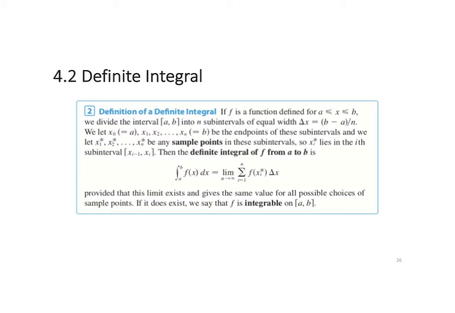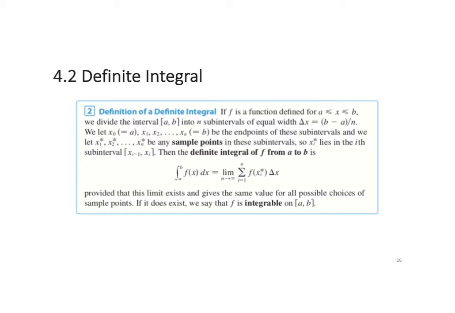And these x1 star, x2 star, xn star that you saw in the previous section, those are just sample points. If you remember at the beginning of 4.1, I started by just picking random points within each subinterval to give me the function value that was the height of the rectangle. So all you need to know is that these xi stars are somewhere in the subinterval xi minus 1, xi.